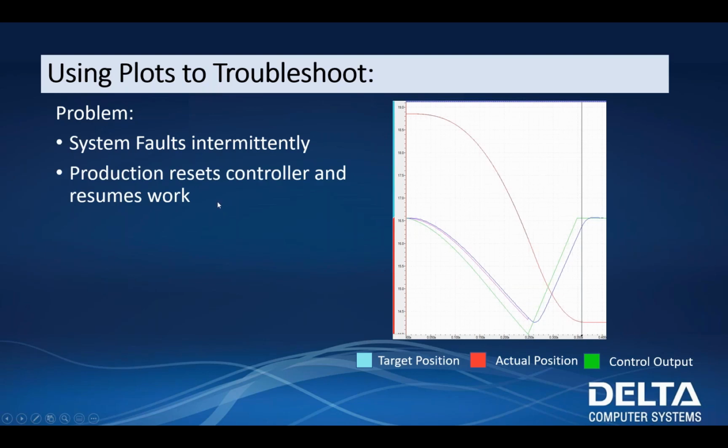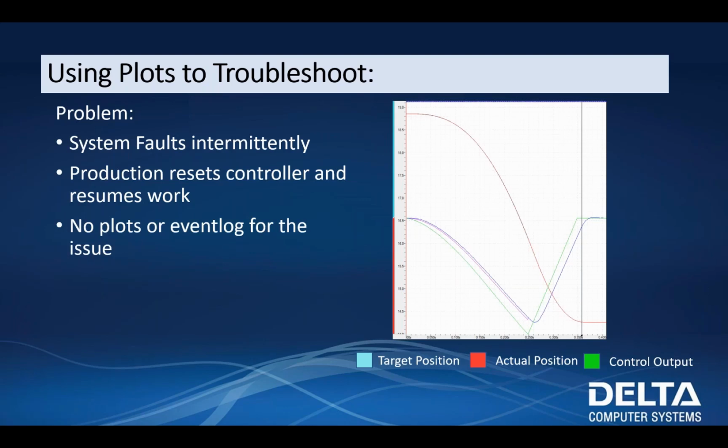Production's going to reset the controller and resume work as soon as this happens. Maybe someone isn't around who's familiar with RMCTools. No one can grab a plot. You just hear in the morning that every so often, every couple hours, they get a fault and they have to turn things off and turn them back on again to get things up and running. No plots or event logs for the issue.